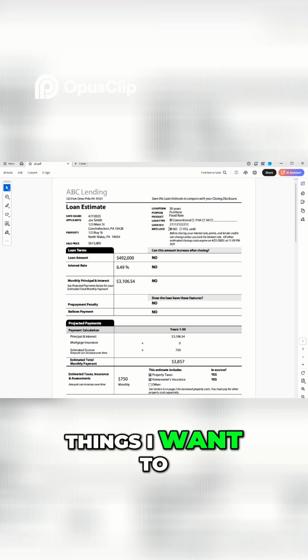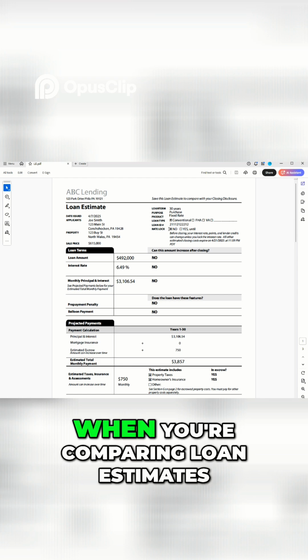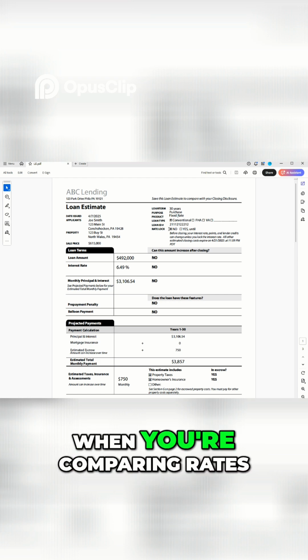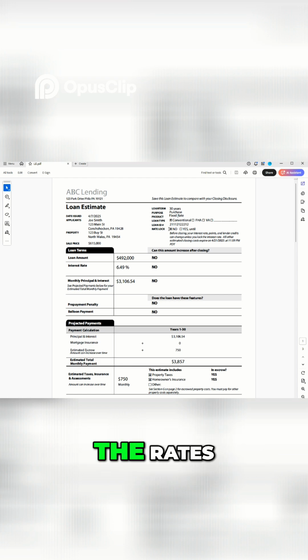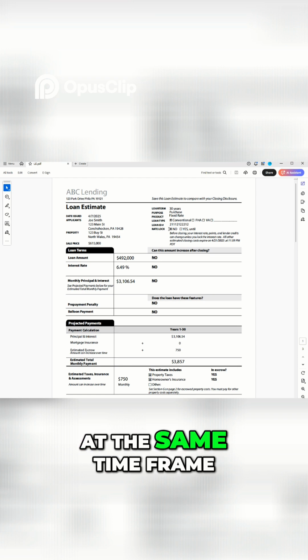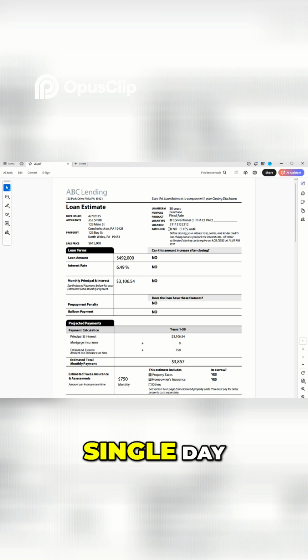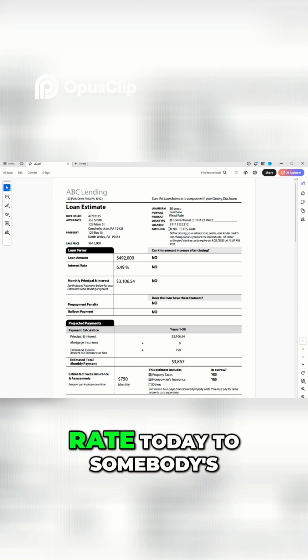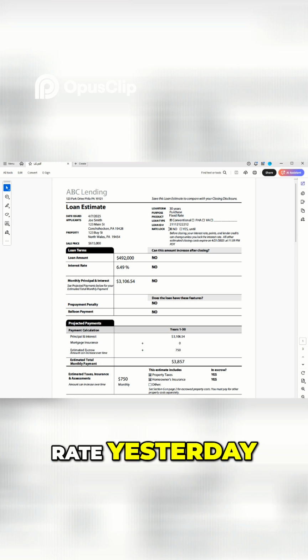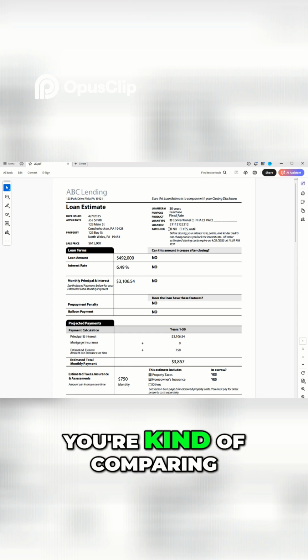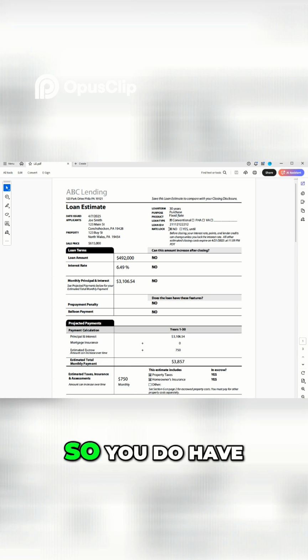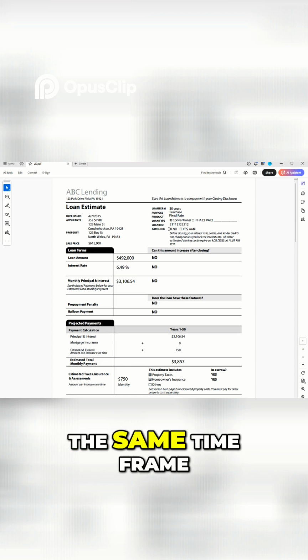So, a couple things I want to point out. First of all, when you're comparing loan estimates, when you're comparing rates, you need to compare the loan estimates at the same time frame because rates change every single day. Sometimes, depending on the volatility of the market, they could change a couple times a day. Therefore, if you're comparing somebody's rate today to somebody's rate yesterday, you're not really comparing apples to apples. You're kind of comparing apples to oranges. So you do have to make sure that you compare it at the same time frame.